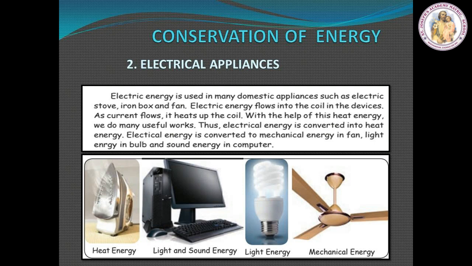Second example is electrical appliances. Electric energy is used in many domestic appliances such as electric stove, iron box and fan. Electric energy flows into the coil in the devices. As current flows, it heats up the coil. With the help of this heat energy, we do many useful works. Thus, electrical energy is converted into heat energy. Electrical energy is converted to mechanical energy in fan, light energy in bulb, and sound energy in computer.